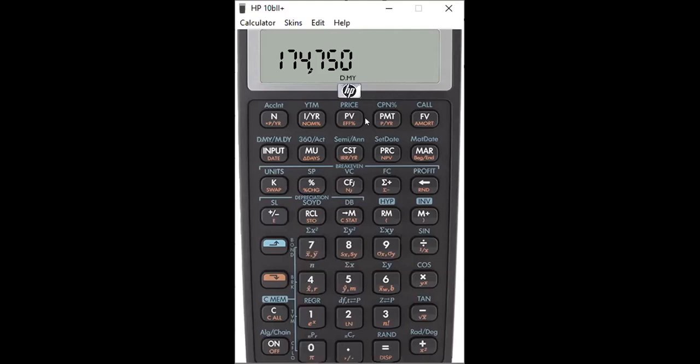174,750, 185,250, 195,750, 213,250. Interest rate is 10%.